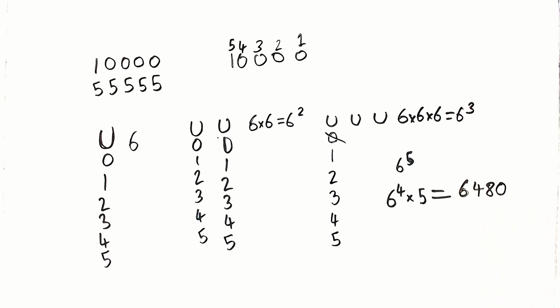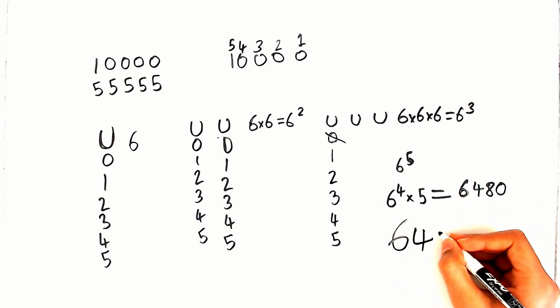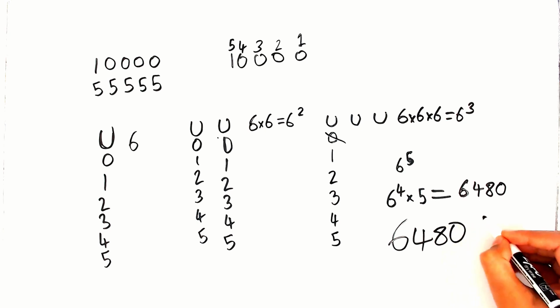So there are 6,480 different positive 5-digit numbers using the numbers 0, 1, 2, 3, 4, and 5. So 6,480 is the answer.